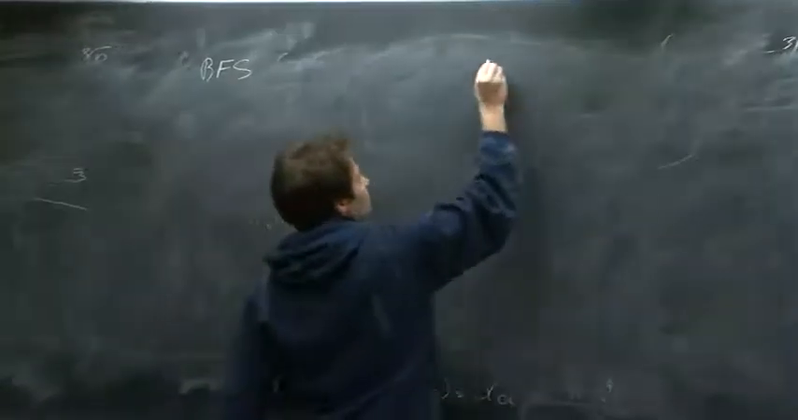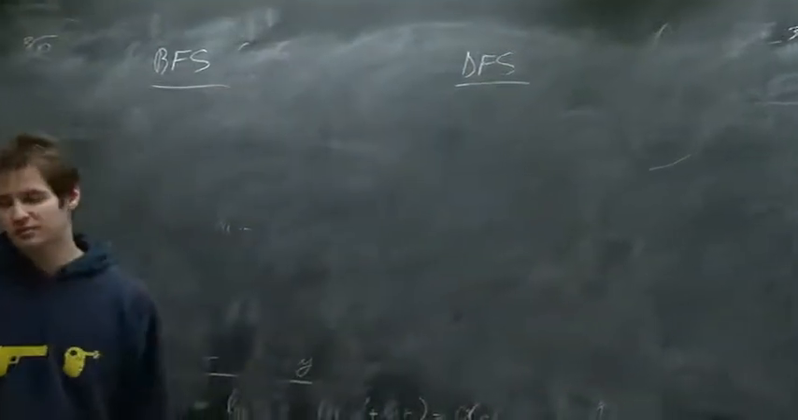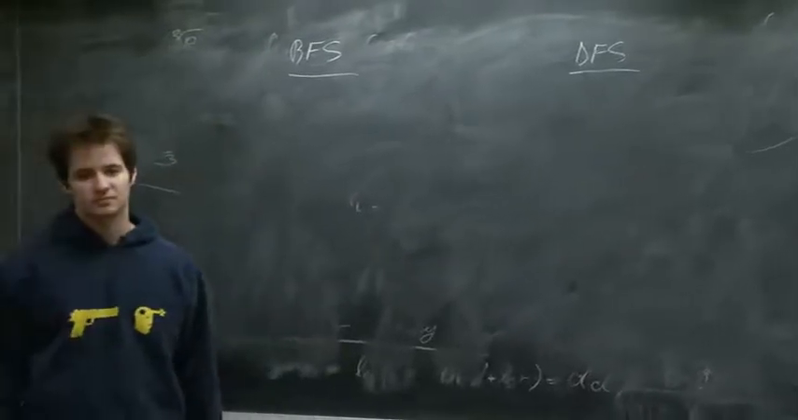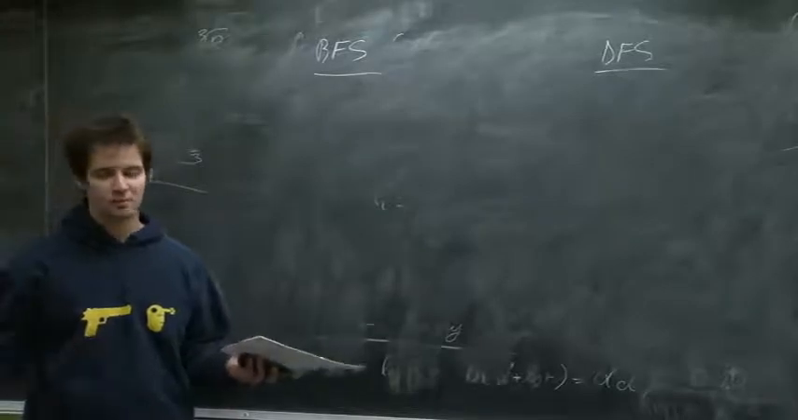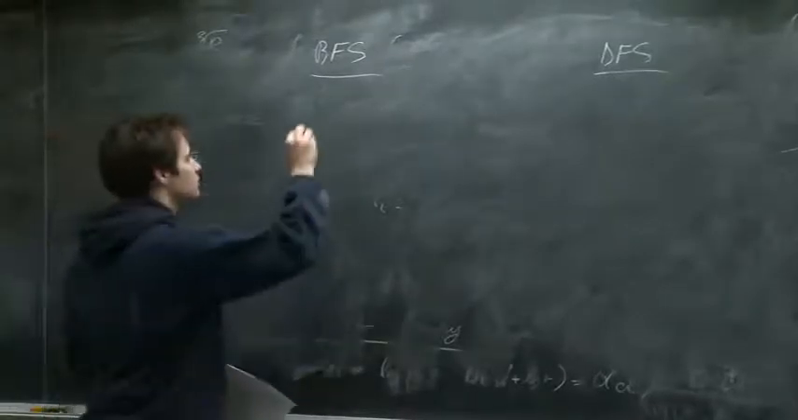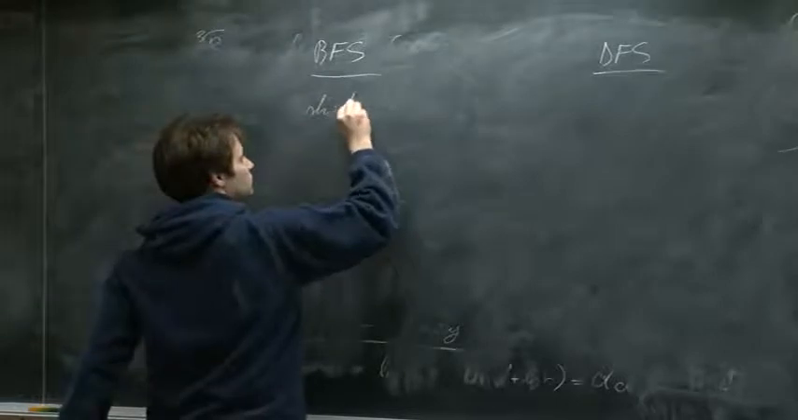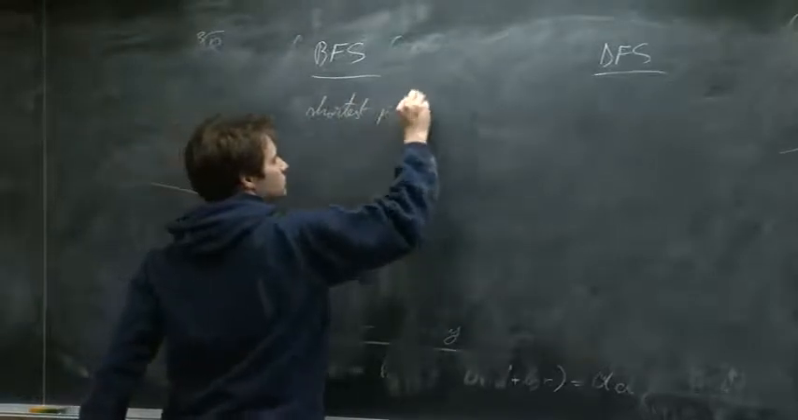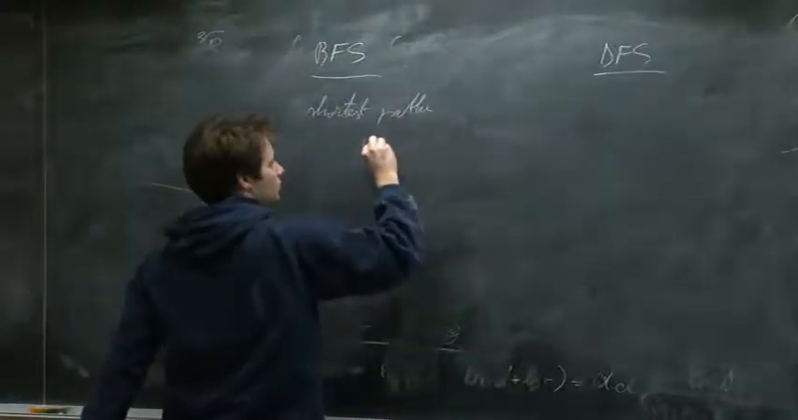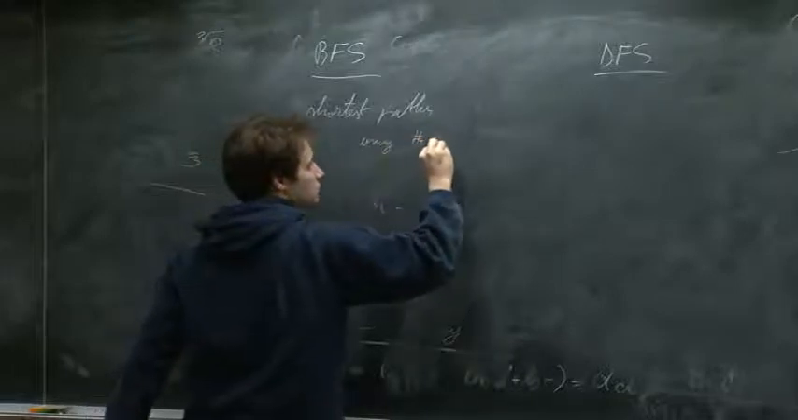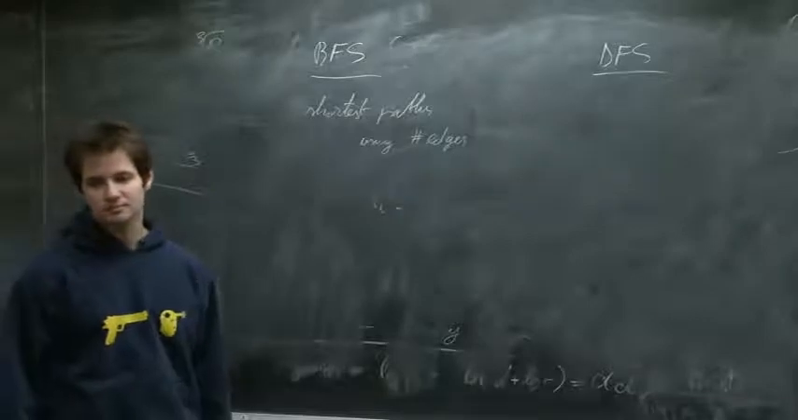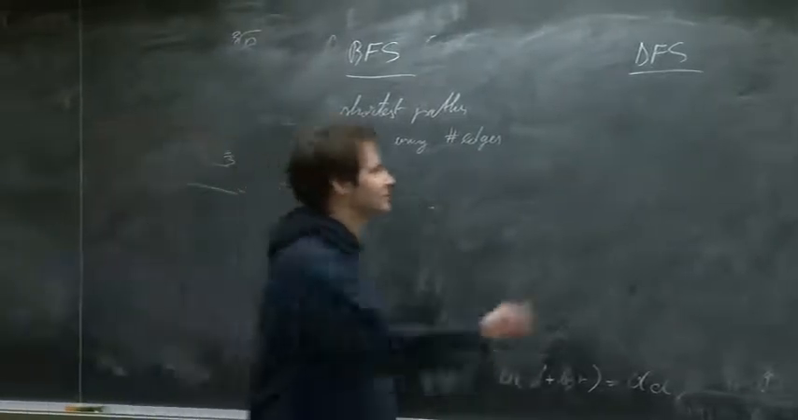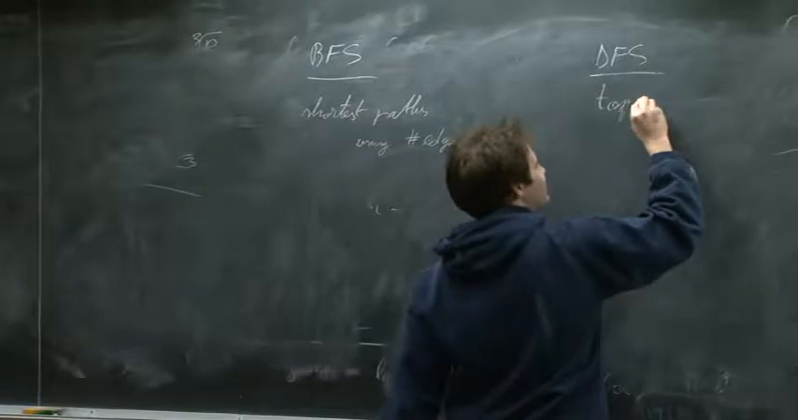So let's talk about BFS and DFS very briefly. What does BFS give us? Why is it useful? Shortest path in terms of number of edges, right? No weights on the edges. So shortest path using the number of edges. What does DFS give us? Helps with topological sort, yeah. Hey, you had this on the P set.